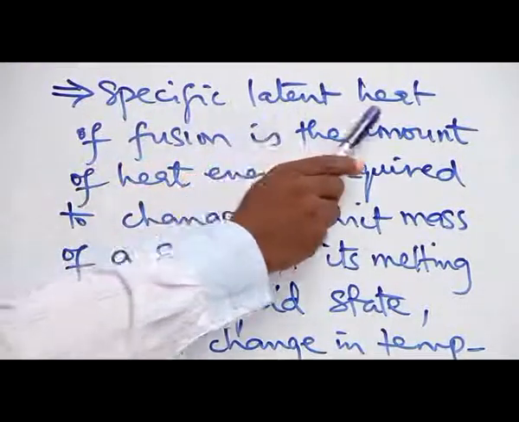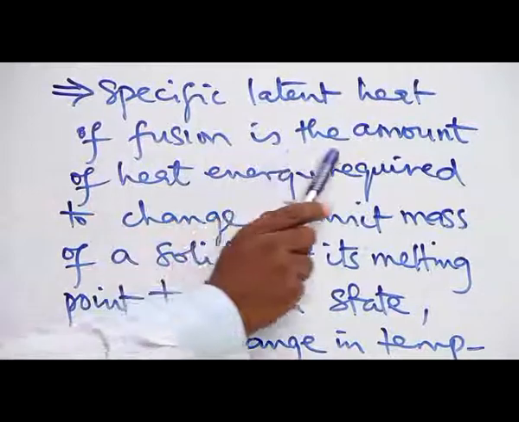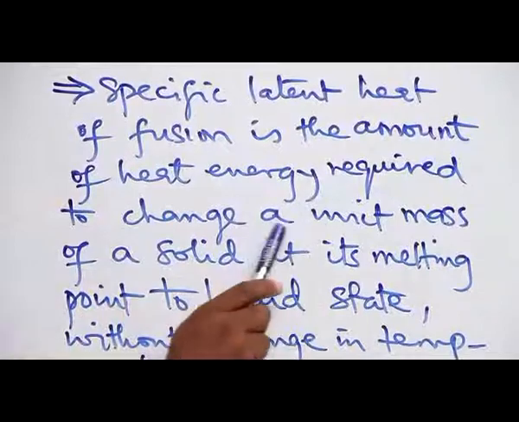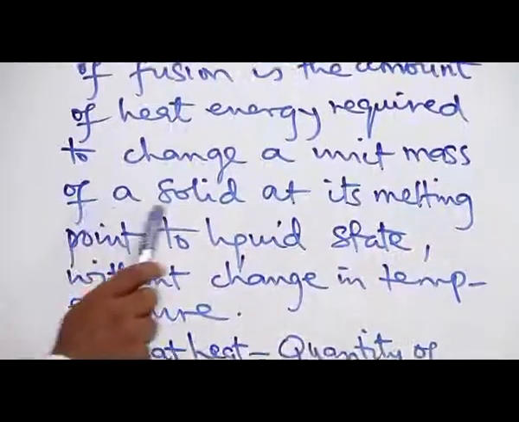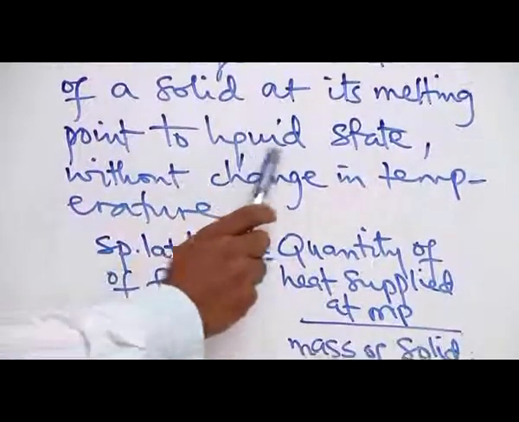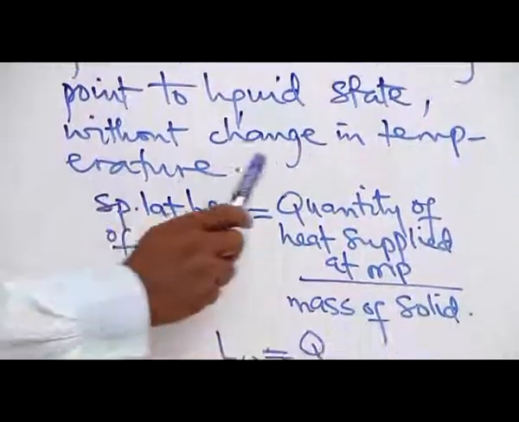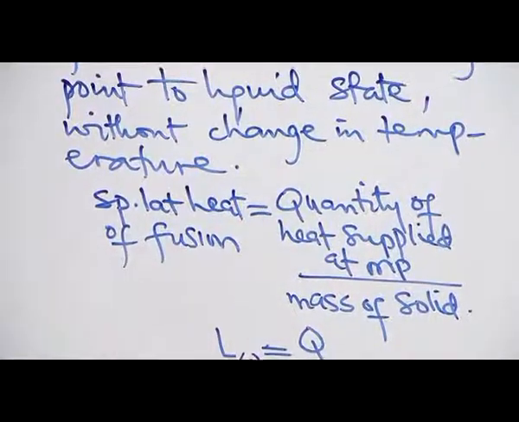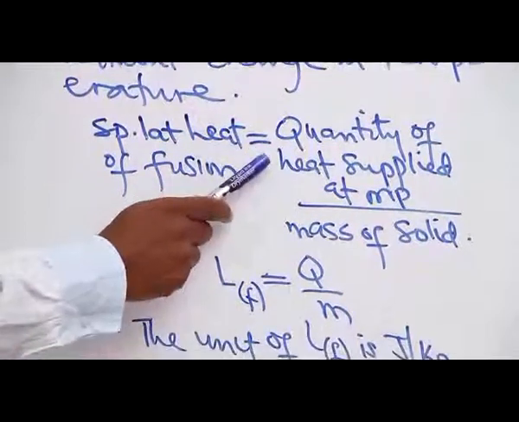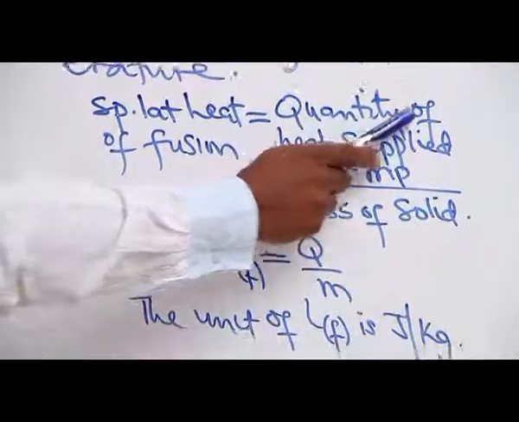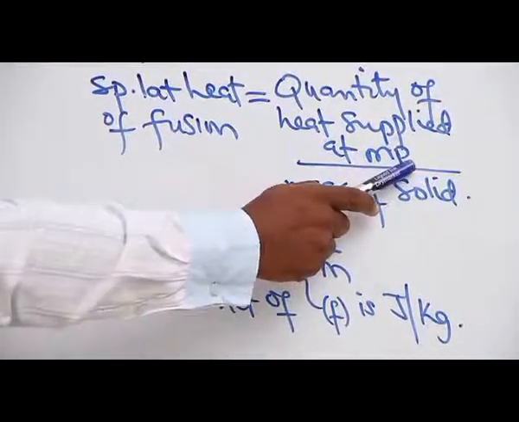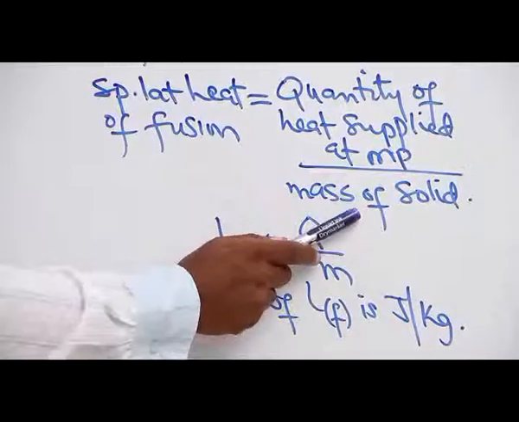Specific latent heat of fusion is the amount of heat energy required to change a unit mass of a solid at its melting point to liquid state without change in temperature. In terms of formula, specific latent heat of fusion is equal to the quantity of heat energy supplied to the solid at the melting point divided by the mass of the solid.